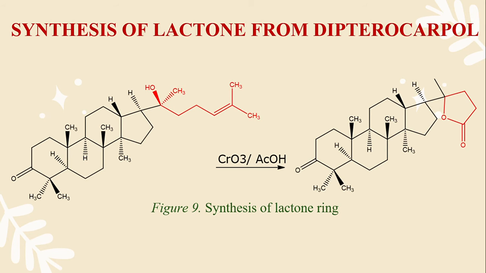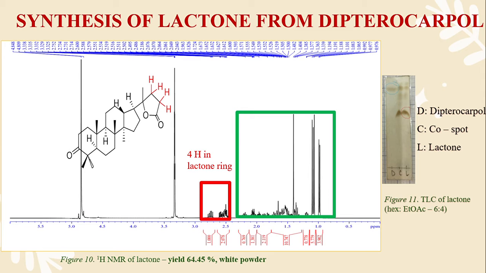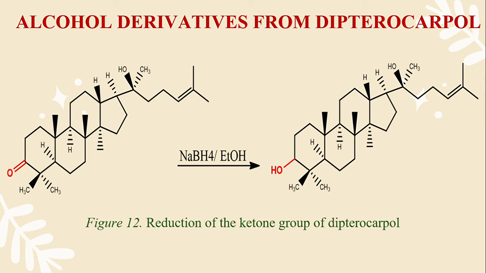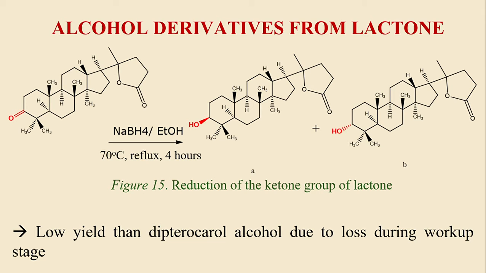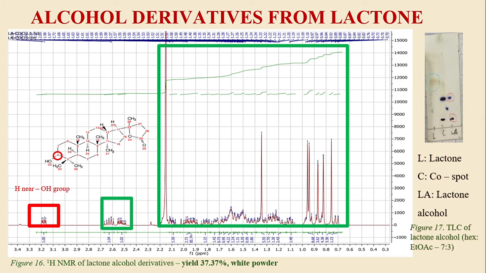The only different part from the DIP structure was the side chain. So the red part represents the hydrogen in the lactone ring. Next, we reduce the ketone group in ring A of DIP into alcohol, and this shows clearly in the NMR result at the red part. We also perform the reduction at the same position in the lactone using the same procedure, but the yield was low during the purification stage.